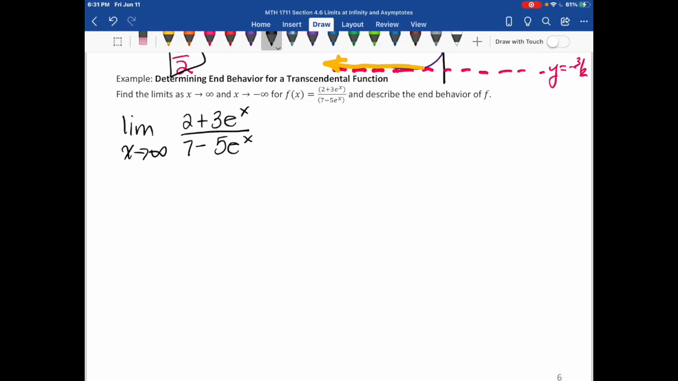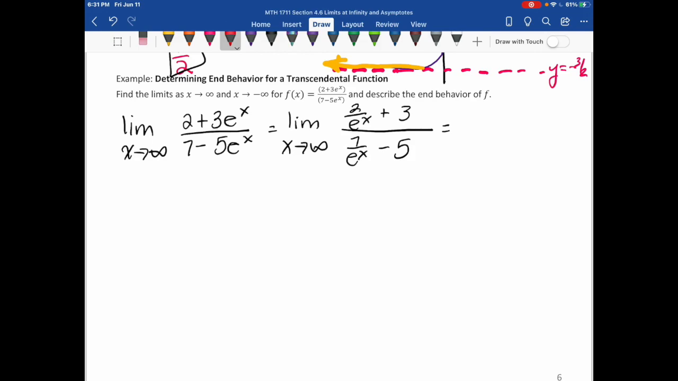So what we're going to do is use that same trick we did in the previous examples. We're going to divide everything by e to the x. So I'm going to have 2 over e to the x plus 3 e to the x over e to the x just leaves me with 3. And then I have 7 over e to the x. And then 5e to the x divided by e to the x is just -5.